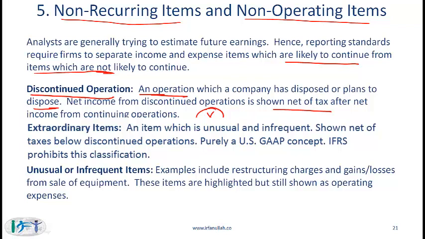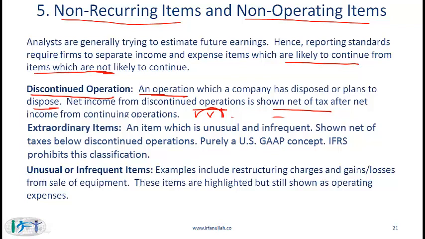However, since this operation is being discontinued, the net income, and this is the income net of tax, is going to be reported after the income from the continuing operation. And this allows an analyst to easily determine what part of the income is likely to continue and what part of the income is not likely to continue in the future.